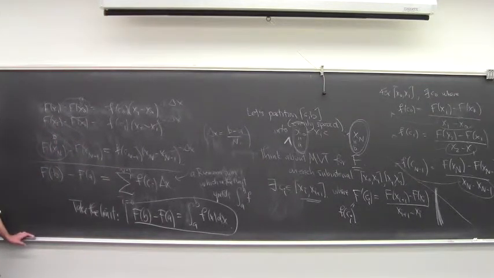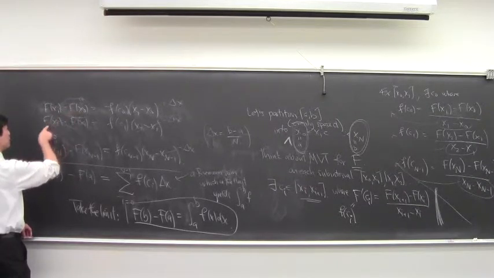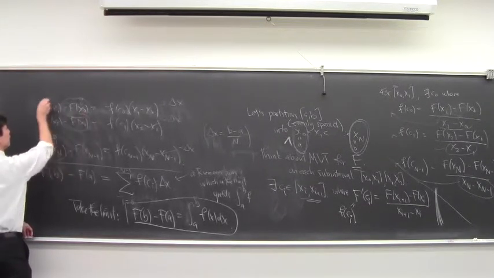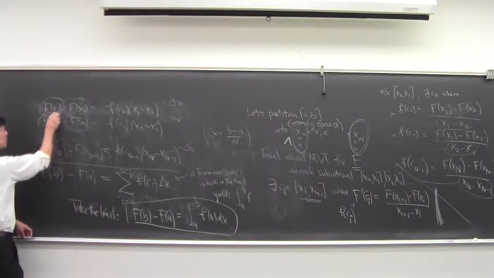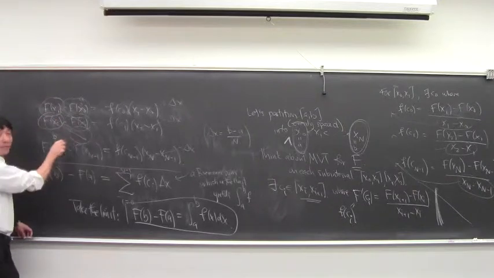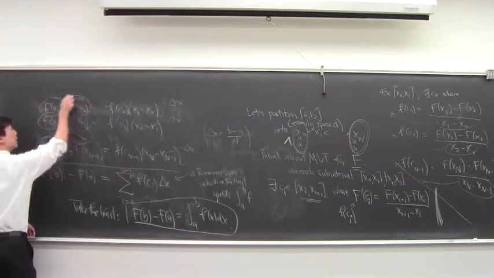Wait, how does everything else cancel out? You've got f(x1) minus f(x0), f(x2) minus f(x1), so the minus f(x1) and the plus f(x1) cancel, right? Got f(x2), this is the minus f(x2), those guys cancel, and so on and so forth. All these guys cancel, who's left over? This one and this one. Okay.